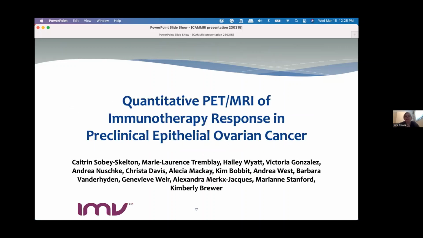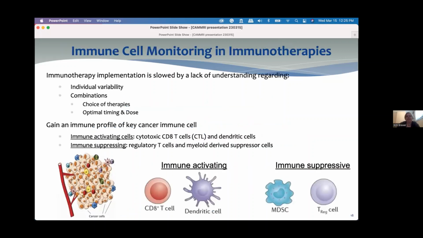All right, so now I'm going to move into cell tracking. The last two projects that I discussed are related to cell tracking. The first one is ovarian cancer. In immunotherapies, there are a lot of different types of immune cells that are really important, and the more cells that you study, the better off you are.